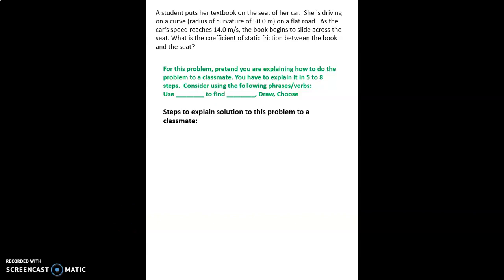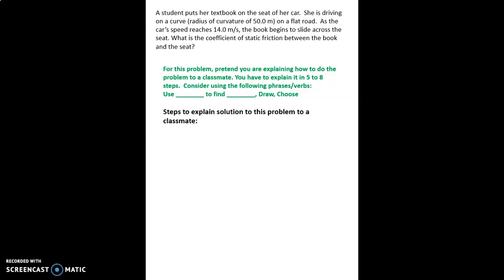In this problem, we're looking at a textbook that's sitting on the seat of a car, and somebody's driving along, and the book is not sliding relative to the seat. So the book is in motion, but it's not sliding. Once the speed of the car gets to 14 meters per second, that's when the book begins to slide. And we're supposed to determine the coefficient of static friction between the book and the seat.